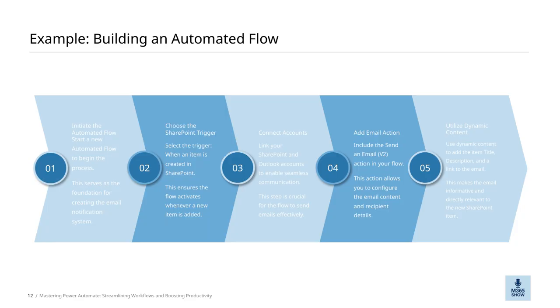Finally, to make your email informative and relevant, you'll use dynamic content. This means pulling in information from the SharePoint item, like the title, description, or a link to the item itself. Including these details makes the email more useful and directly tied to the new SharePoint entry. Together, these steps form the backbone of a powerful automated workflow that saves time and boosts productivity.